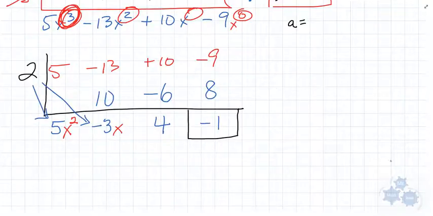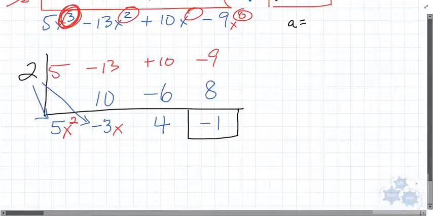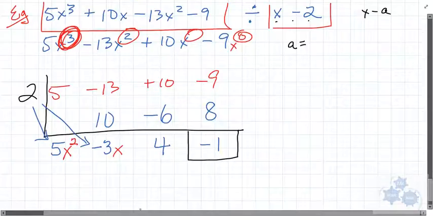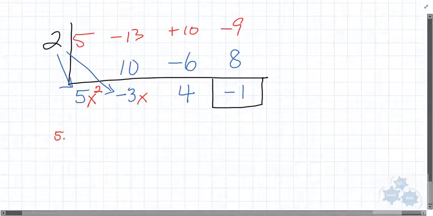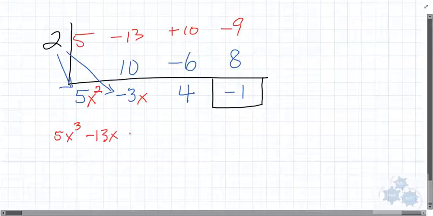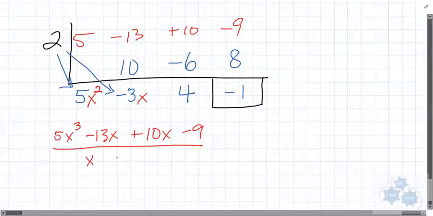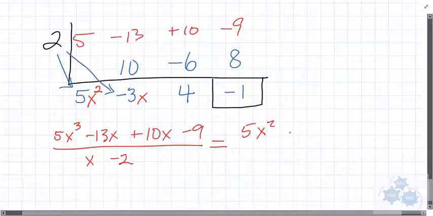So the solution, actually, if we write everything out, the original polynomial was 5x cubed minus 13x, and you can write it the other way, I guess that was in the original question, but I'm going to write it this way, plus 10x minus 9. If I divide that by x minus 2, this is what I get: 5x squared minus 3x plus 4 as my quotient, and I add to that -1 over x minus 2.